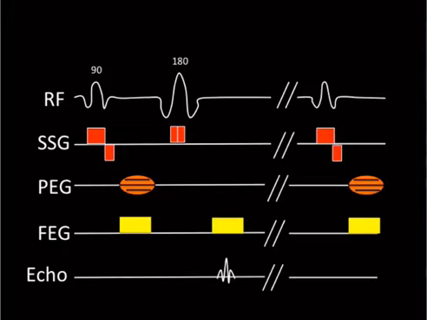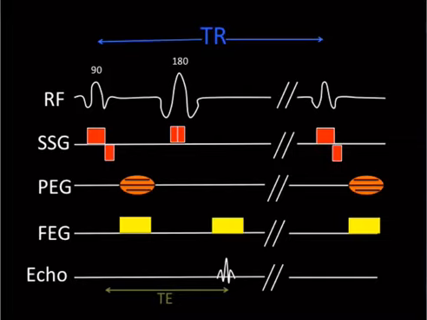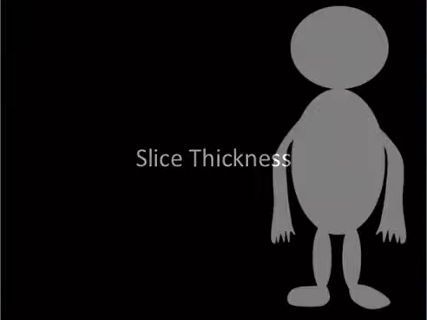And just as a refresher, this time period here would be the TR, and this time period here would be the TE. So what about slice thickness? How do you tell the magnet to make a thin slice or a thick slice? Slice thickness is manipulated by adjusting both the bandwidth of the selective pulse and the amplitude of the slice selection gradient.